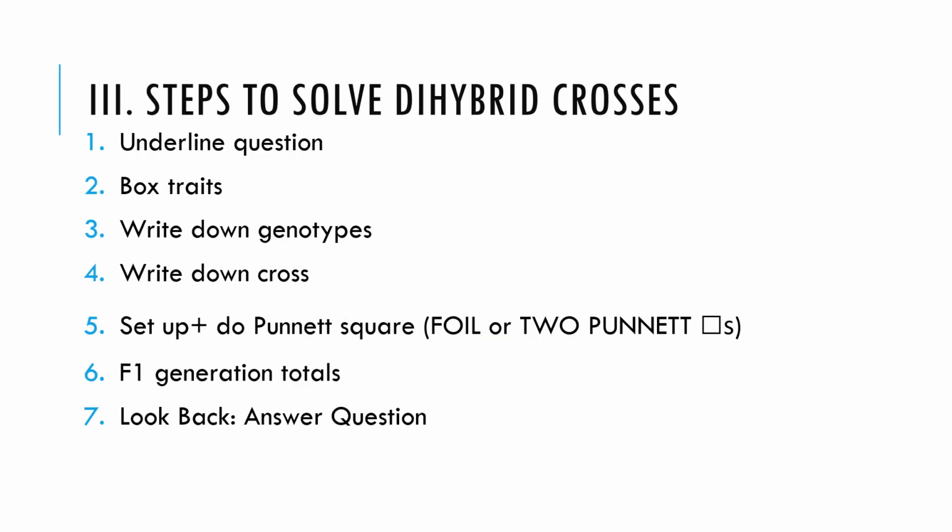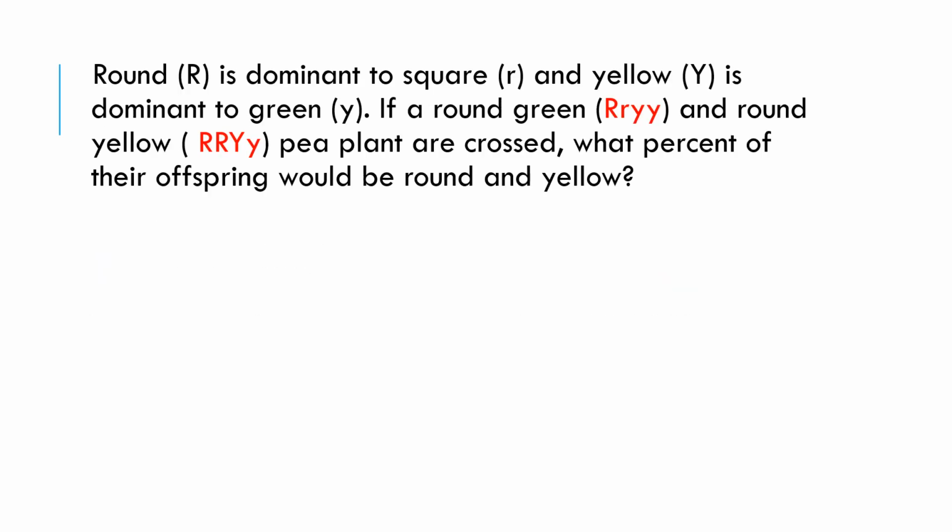All right, so let's actually work a problem. So here are the steps. Pause, write these down in your notes. They are almost identical to the ones that we've been doing before, but there's something a little bit different called FOIL or 2 Punnett squares. So do write these down and then let's go ahead and solve a problem.